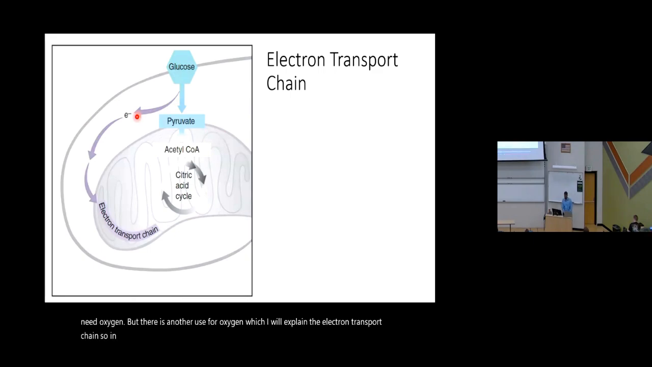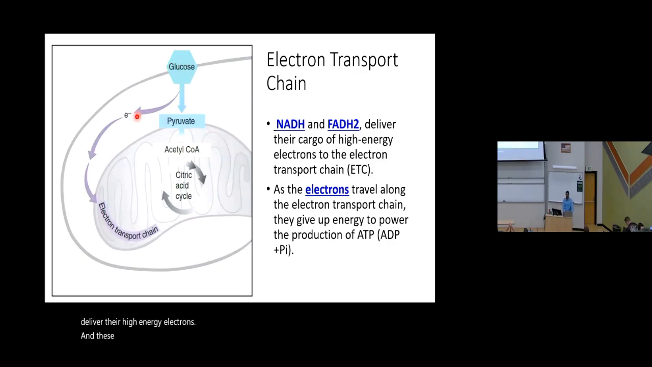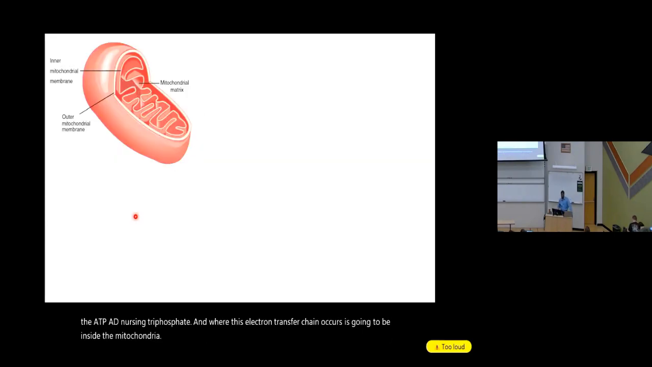So in the electron transport chain, as I mentioned, NADH and FADH2 are going to deliver their high energy electrons, and these electrons are going to give up their energy, and that energy is used to link ADP or adenosine diphosphate to inorganic phosphate, and when those two are combined, it forms the ATP, adenosine triphosphate. And where this electron transfer chain occurs is going to be inside the mitochondria. Now the mitochondria is a double-membraned structure, so it's got 2 lipid bilayers, right? And so it is in this inner mitochondrial membrane where the electron transport chain is going to take place.